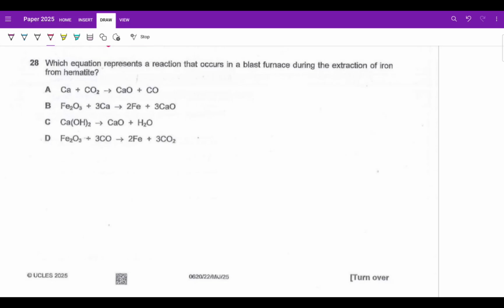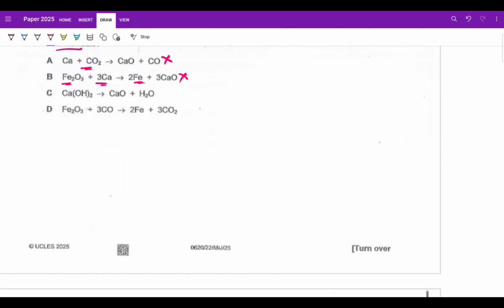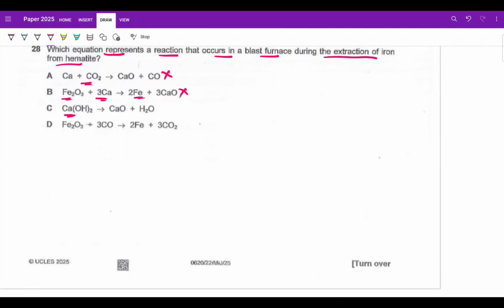Question 28. Which equation represents a reaction that occurs in a blast furnace during extraction of iron from hematite? Calcium plus CO2 forms CaO plus CO. No. Fe2O3 plus Ca forms Fe plus CaO. No, this reaction is not taking place. Calcium hydroxide forms calcium oxide and water.